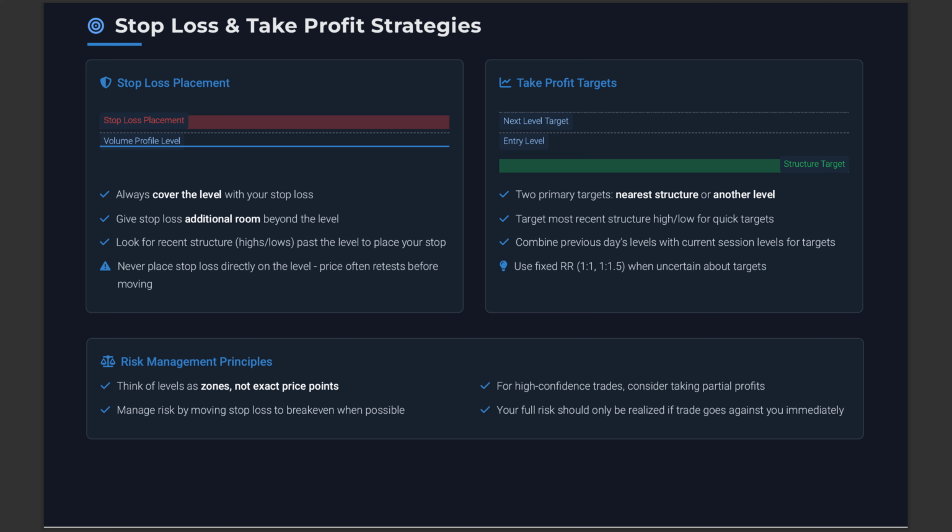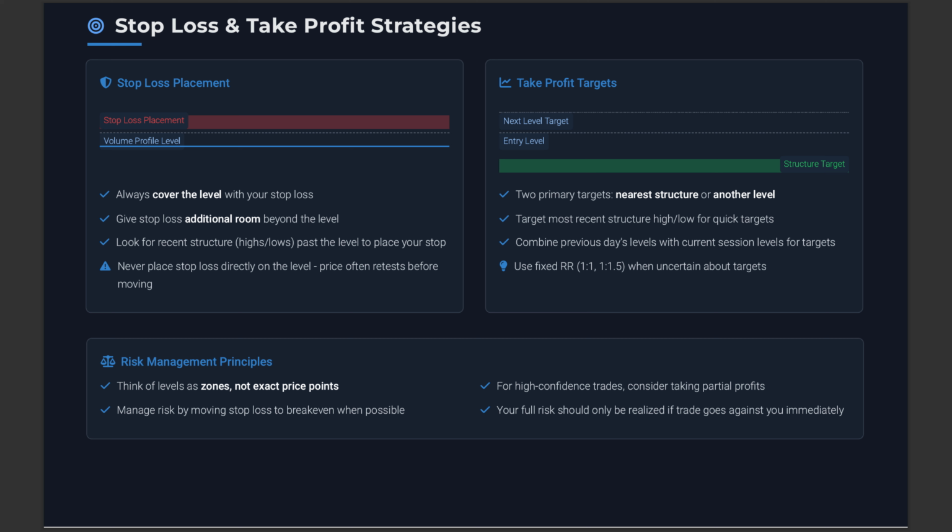The last thing you want is to enter a trade at a volume level, have your stop right at the level, watch price come back and tap it a few times, get stopped out, and then see price rocket to your intended target. Give the level breathing room. I typically look for structure beyond the level, maybe a previous high or low that covers the level and provides adequate room. Think of volume levels as zones rather than exact price points.